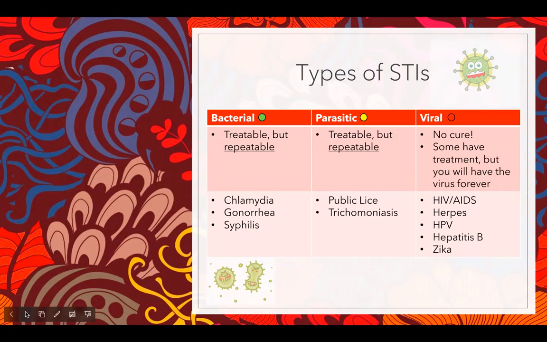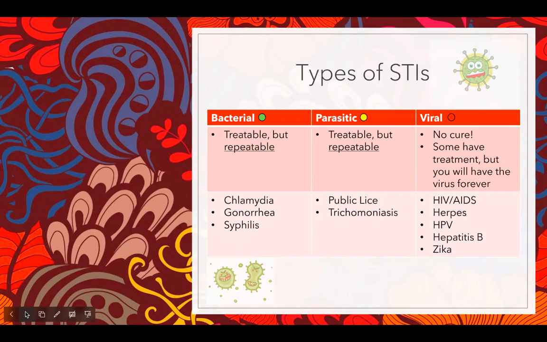There are bacterial STIs, parasitic STIs, and viral STIs. Bacterial STIs, what's important to know about those is that they are treatable. So you can get medication for these STIs. You will take your medication, and within a couple of weeks, this STI is gone. Now, although there is medication for it, it doesn't mean that if you get it one time, that's it, you're never going to get it again. They are treatable, but they are also repeatable.